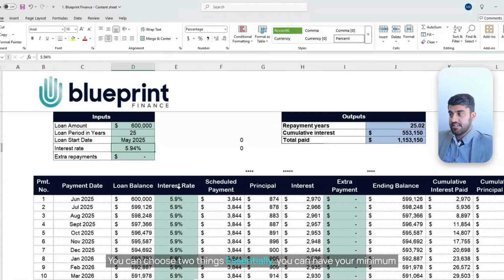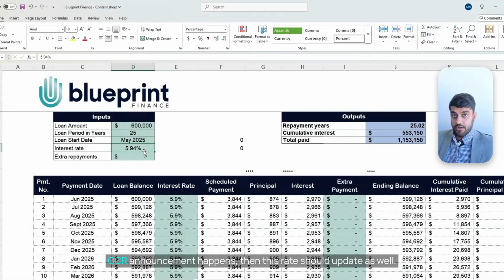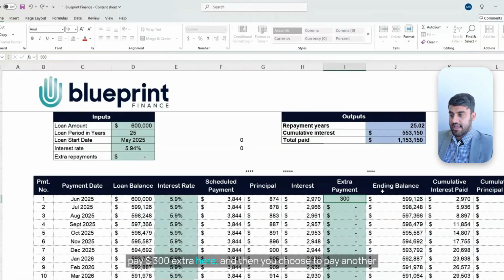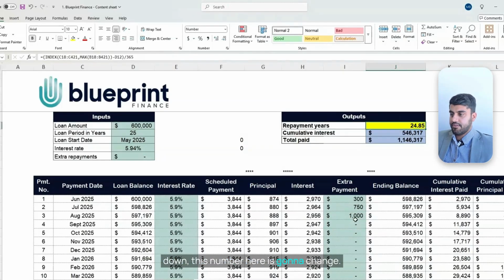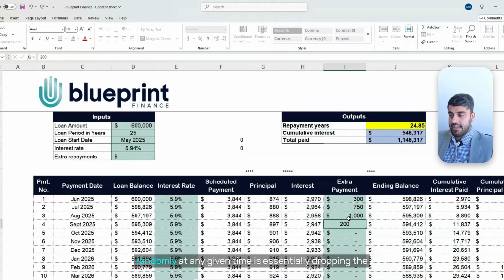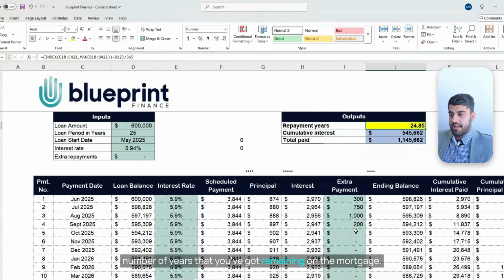You can choose two things. Essentially, you can have your minimum repayment that's floating, and if the floating rate drops because an OCR announcement happens, then this rate should update as well. But if you choose to pay extra anytime, so let's say you pay 300 extra here, and then you choose to pay another $750 extra here, and then you choose to pay another $1,000 here. What is going to happen as you pay this down, this number here is going to change. So everything on top of the 3,844 that you're paying randomly at any given time is essentially dropping the number of years that you've got remaining on the mortgage.